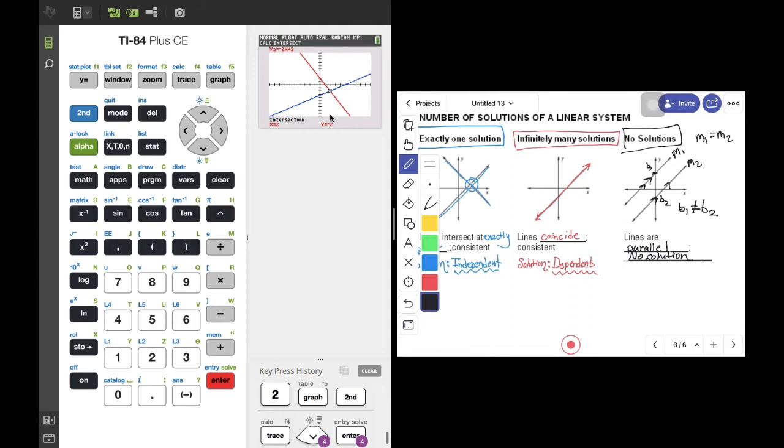And if it doesn't have a solution, we call this system inconsistent. Consistent systems all had a solution, either one or many. But if it's inconsistent, remember the prefix in? Prefix in means not. So these are systems that are not consistent. In other words, there's no common x and y value that would satisfy both of those equations. And that's just a graphic representation of that.